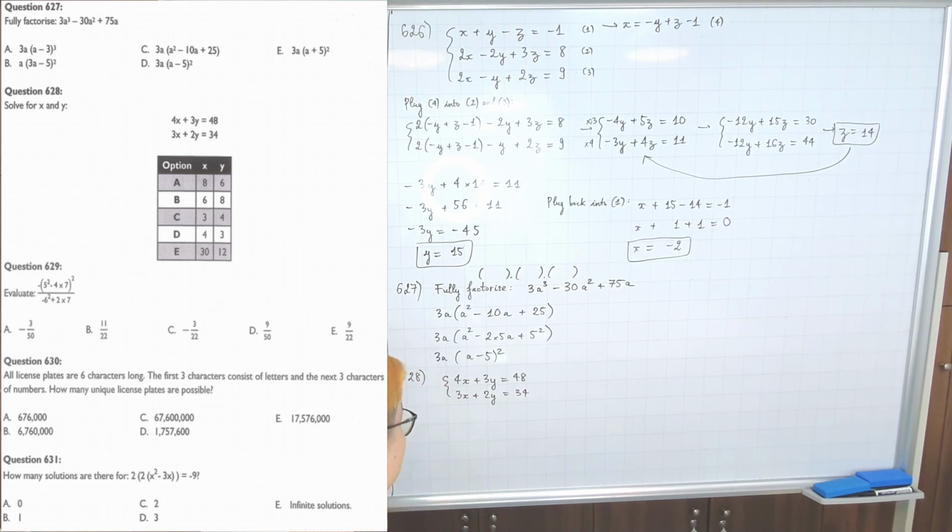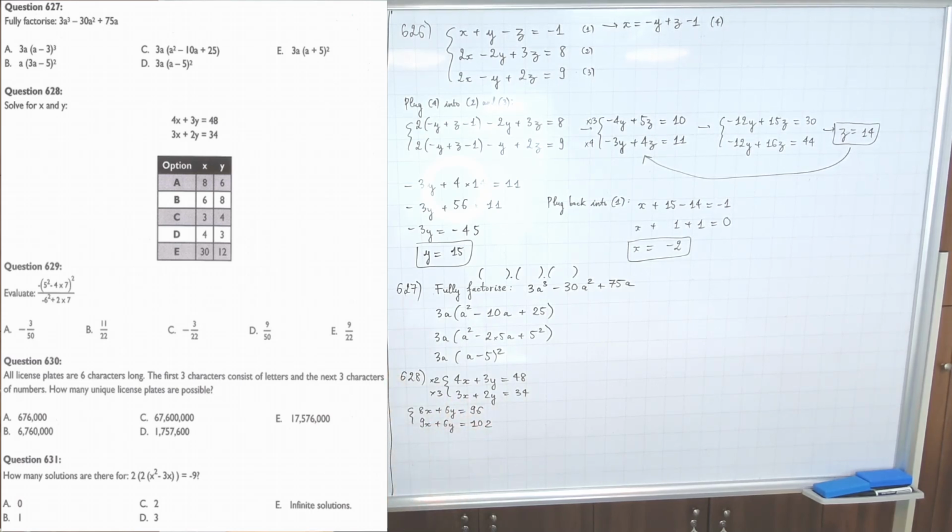You just have to solve, you know. So maybe 3, 2, so times 3 here, times 2 there. It's going to be 8x plus 6y equal to 96, and 9x plus 6y equal to 102. 3 times 34.